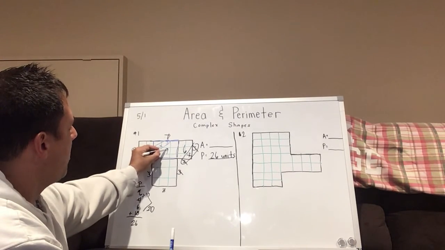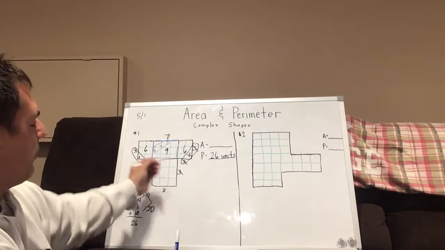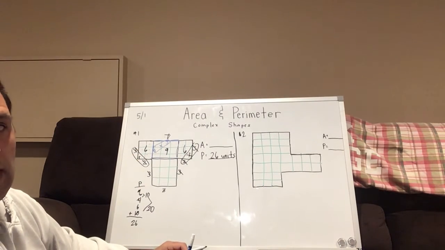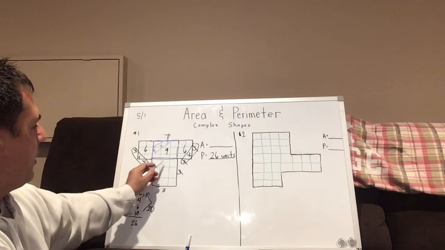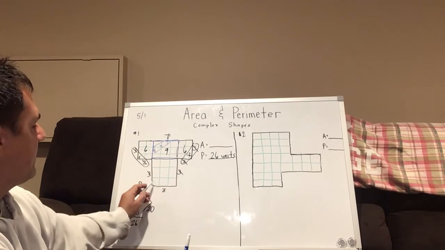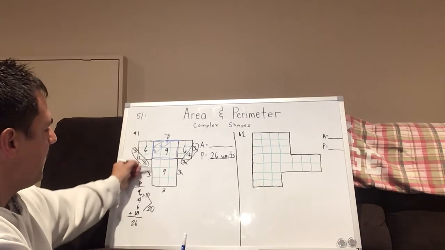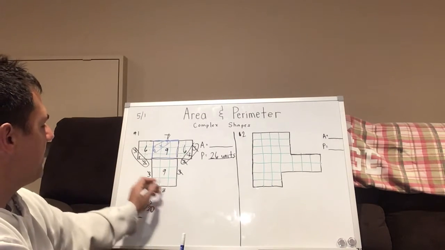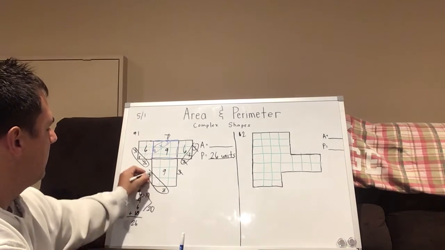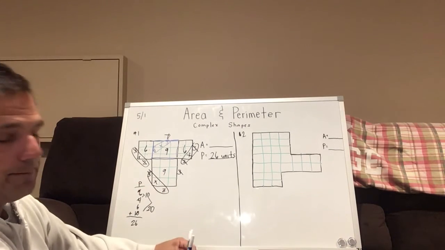And then the last part that I have to do is the square or the rectangle down here at the bottom. Again, I could count up all the squares. 1, 2, 3, 4, 5, 6, 7, 8, 9. Or I know this length is 3. I know this is 3. I could multiply those together and get 3 times 3.